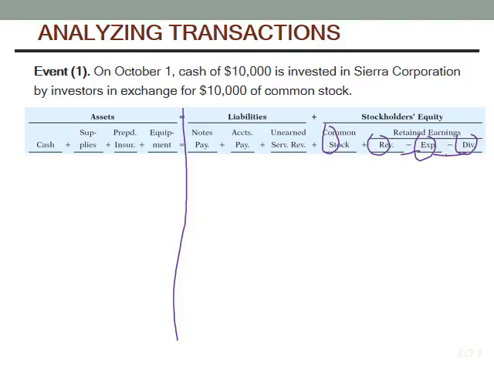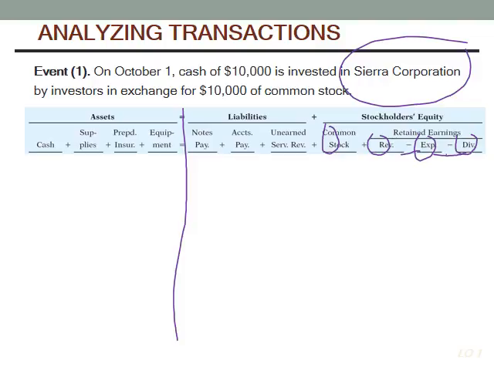All right, so event number 1. On October 1, cash of $10,000 is invested in Sierra Corporation by investors in exchange for $10,000 of common stock. Very common first transaction in any company, whether it's lots of investors or one investor. If I start my own company and put $1,000 in my own company, the company has now received $1,000 of cash. We're always talking about the company. So Sierra Corporation is not a person, it's a company.